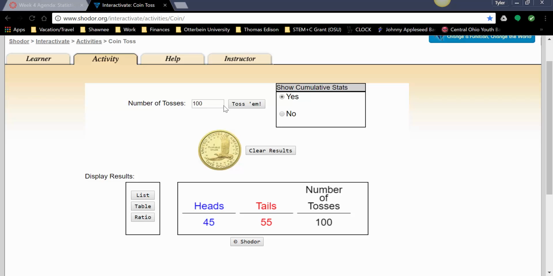Then I could click 100 again, and now it keeps my previous 100 and adds another 100 in, to get the number of tosses. If you don't want to add in your previous results, you can hit clear results and start over. This is a pretty neat simulator that you can play around with. We're going to come back to this later on because we're going to talk about a theory that I like to model with this type of simulation, called the law of large numbers. We're going to come back and talk about that.